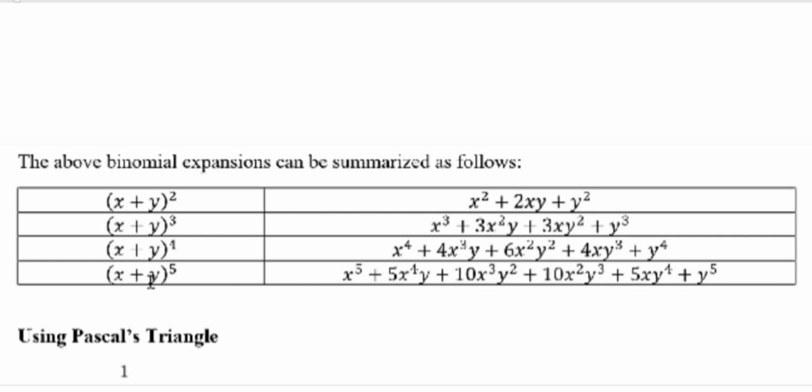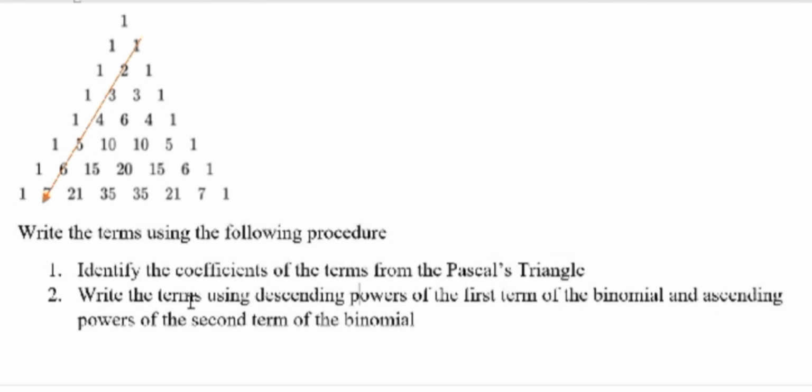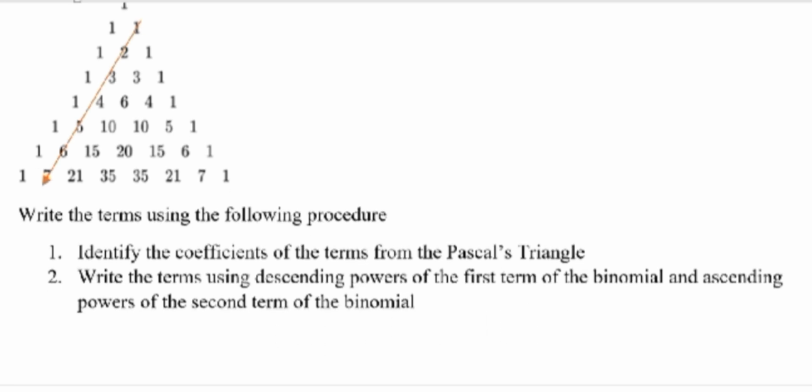Then for the second term of the binomial, it starts from 0 and it keeps ascending up to the power which will correspond to the power to which the binomial is raised. So here it's like y raised to power 0, y raised to power 1, y raised to power 2, 3, 4, and y raised to power 5. So that's what I mean when I say that you write the terms using descending powers of the first term of the binomial and ascending powers of the second term of the binomial.